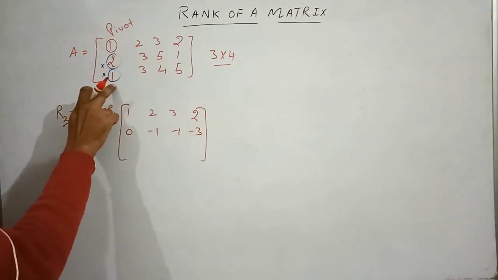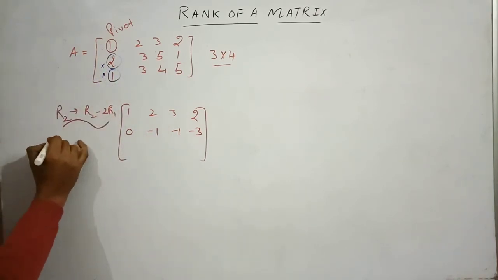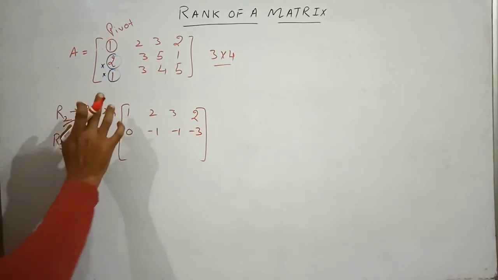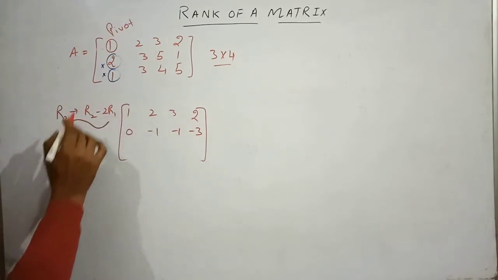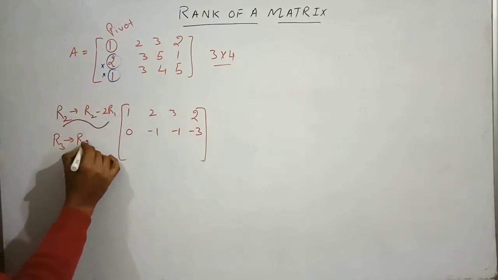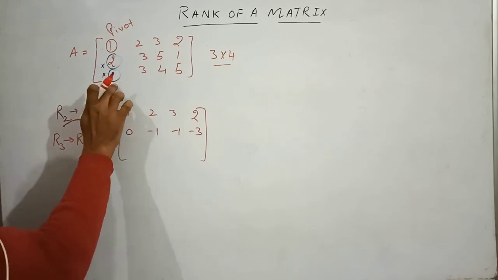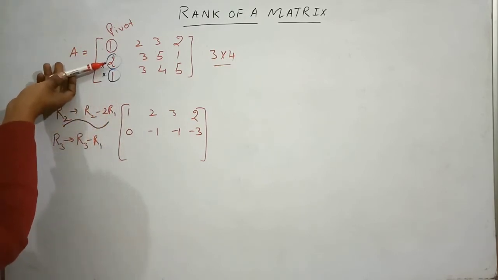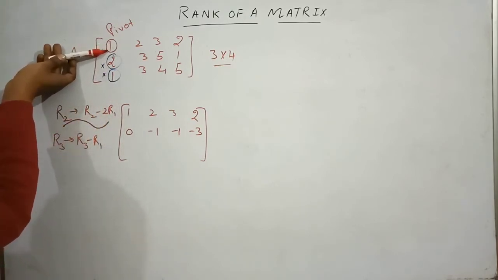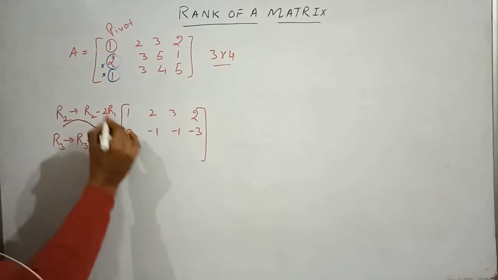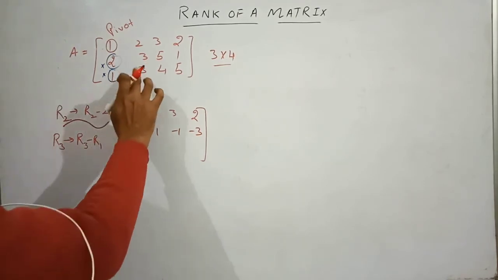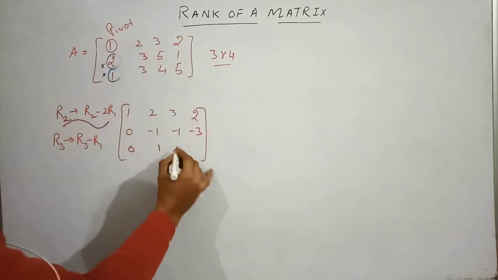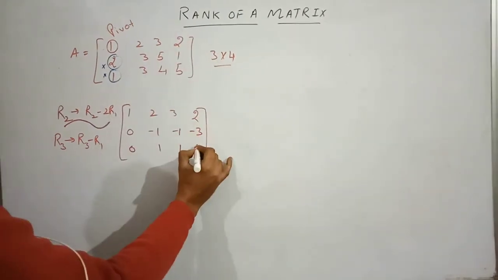Now we will make this element 0. Applying the elementary row operation on R3, R3 minus R1. With the help of R1, we are going to make the elements below in the first column 0. So this will be 0. Now R3: 3 minus 2, 1, 4 minus 3, 1, 5 minus 2, 3.